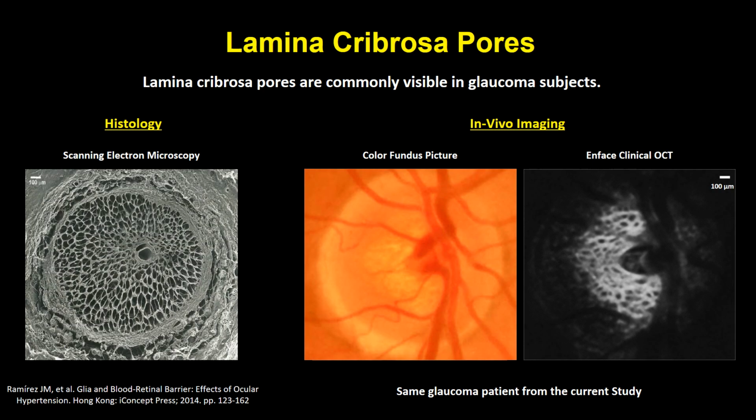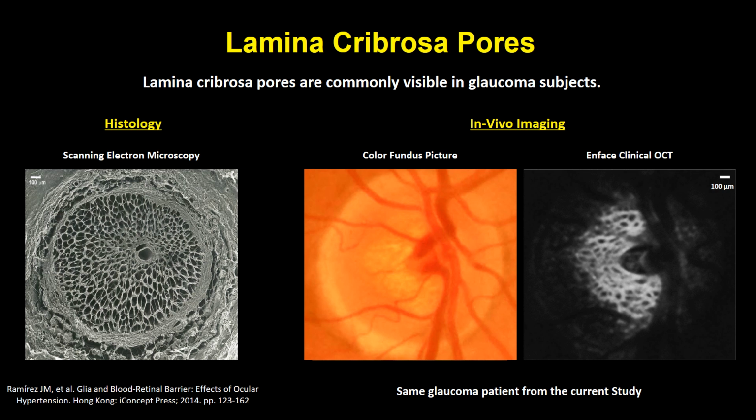A little background information. The lamina cribrosa is a porous connective tissue through which the retinal ganglion cell axons travel back to the brain. Lamina cribrosa pores are commonly visible in glaucoma subjects. They are also known to play a critical role in the pathogenesis of glaucoma.